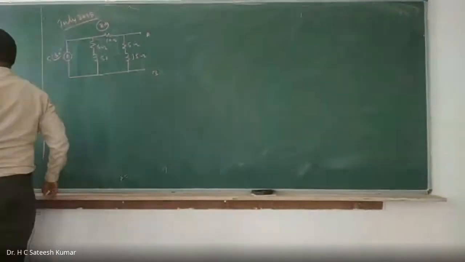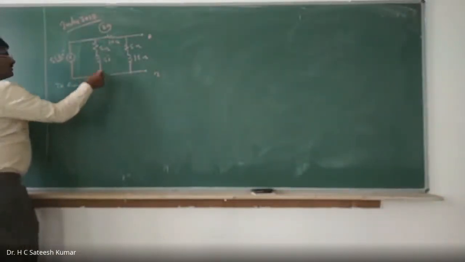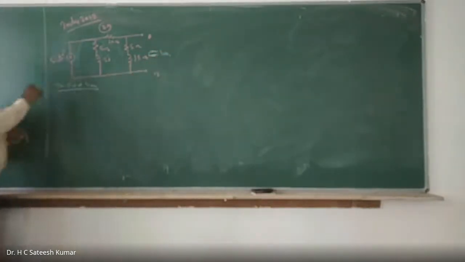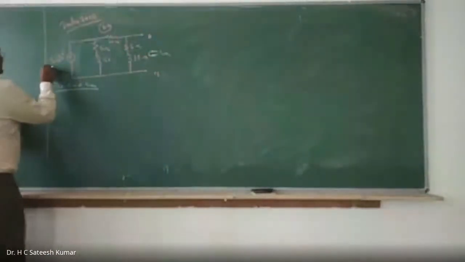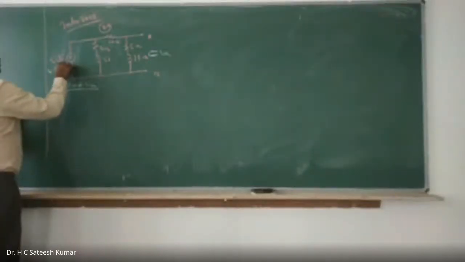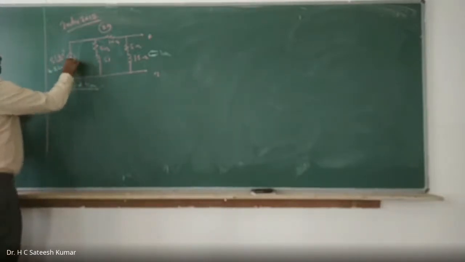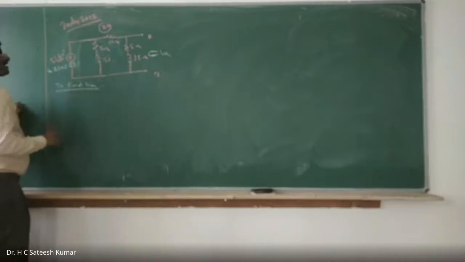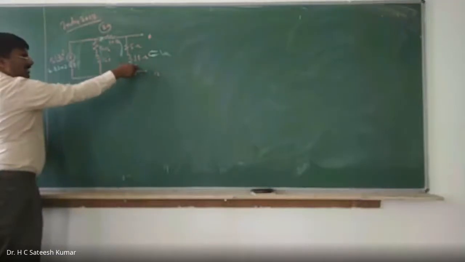To find VTH from this circuit, I don't want to write it once again. This is your VTH. What is 5 at an angle of 30? Convert it into rectangular: 4.33 plus j2.5. Now we have to find the Thevenin's equivalent. So how will you do that? Go for the branch current method, which is very easy. This is one branch and this is another branch. Find this current; the same current is flowing through this one.